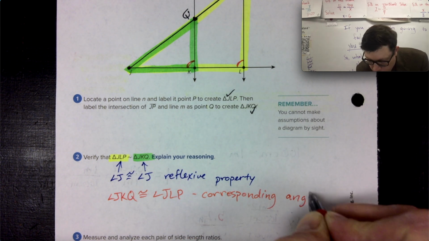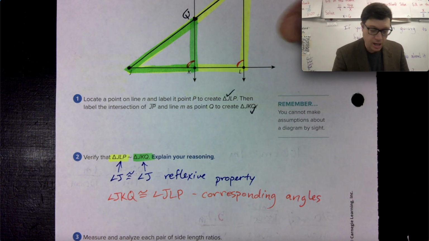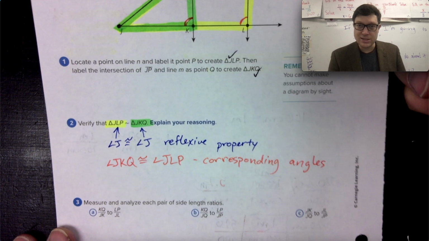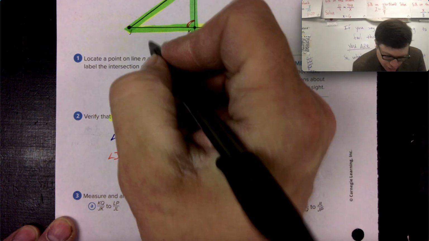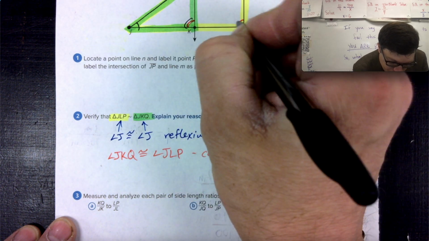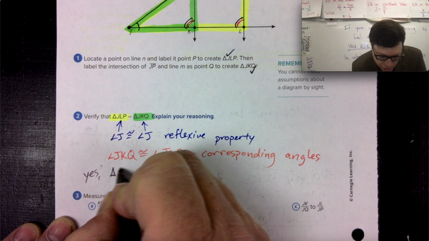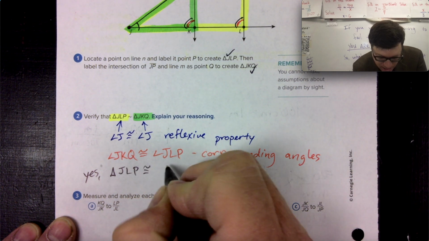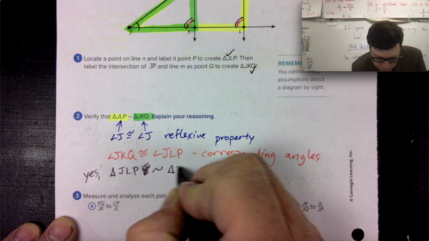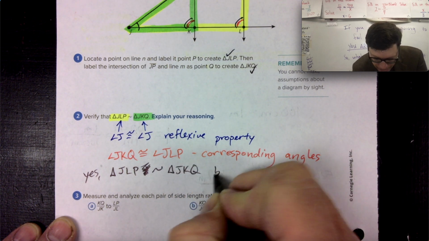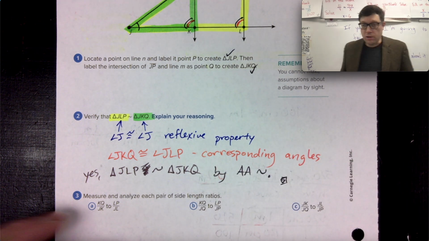When we talk about whether or not two triangles are similar, I hope you remember back to when we did this in the previous topic: you have to show your evidence. The evidence is based upon two angles that are matching, so that one and these two. And then last of all, we do get to say, yes, triangle JLP is not congruent, just similar, to triangle JKQ by angle similarity. You need all of that to really verify.